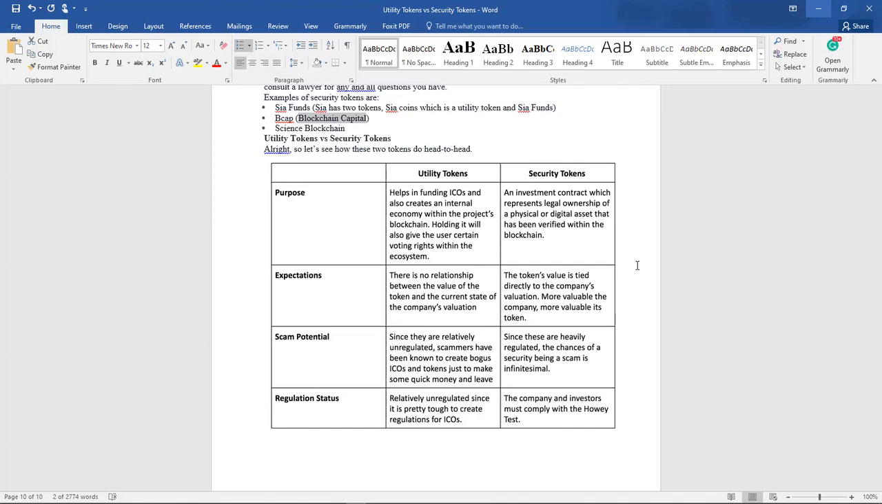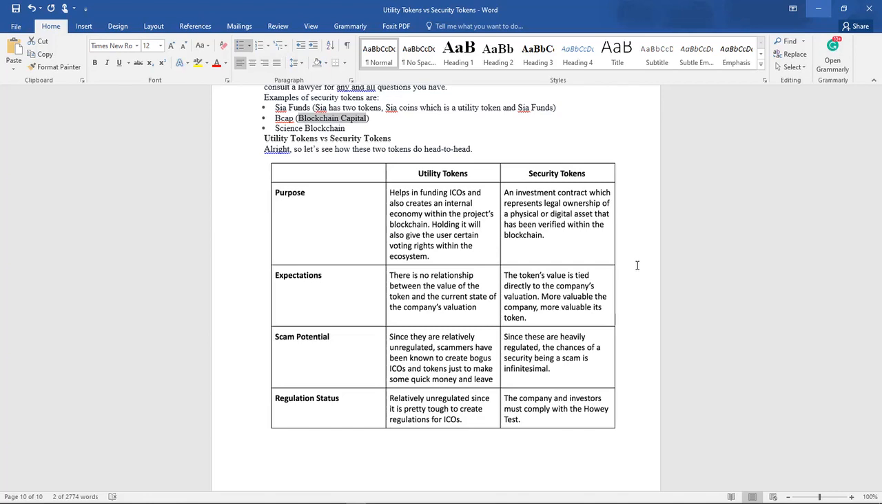So another difference: the good thing about security tokens is that they are heavily regulated, and the chances of a security being a scam is impossible in finance. As you have seen, some of these coins are not popular, like Polymath, the SIA Fund, Blockchain Capital, and Science Blockchain. They are not that popular, and they are not easy to scam because they are regulated by the SEC.